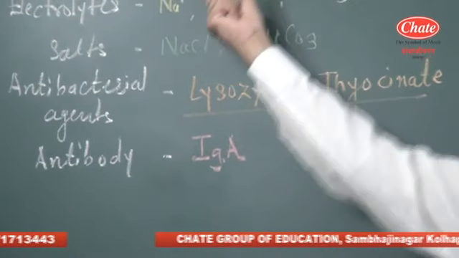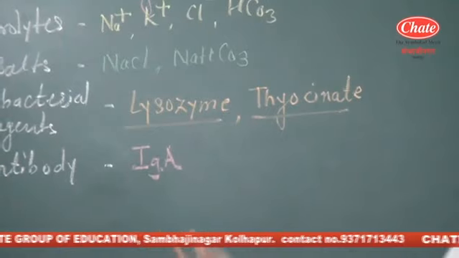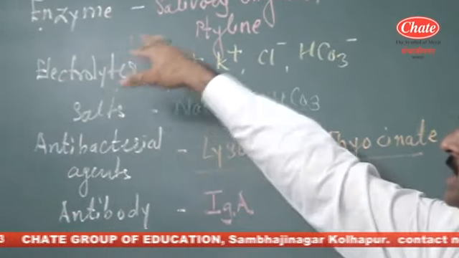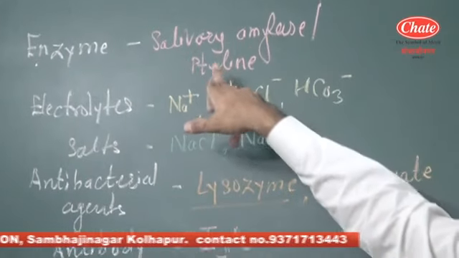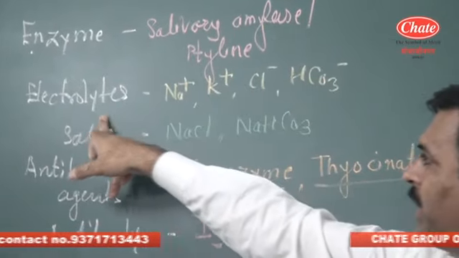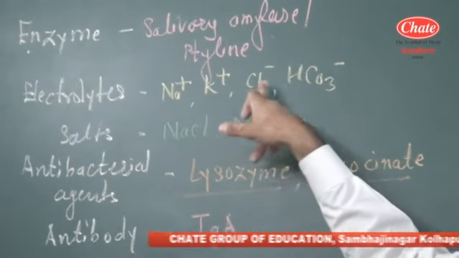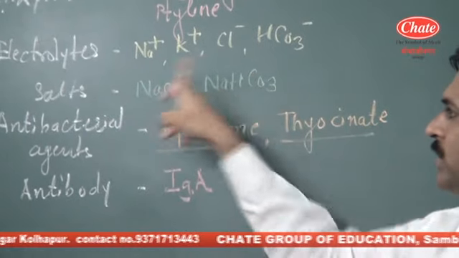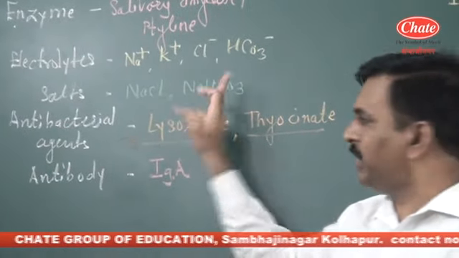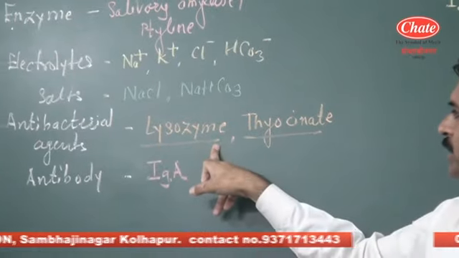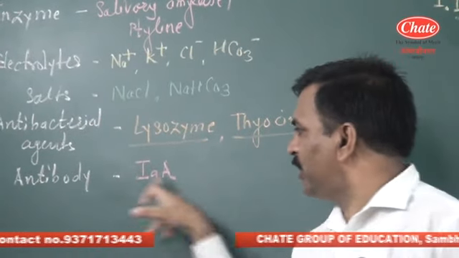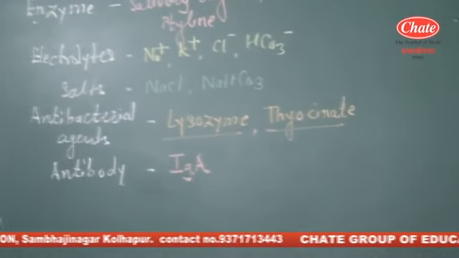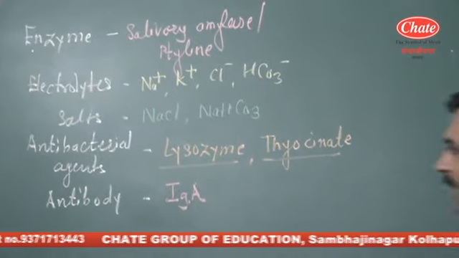This is the most important point from the exam point of view: the different components present in the saliva. The enzyme present in saliva is salivary amylase or ptyalin. Electrolytes present are sodium, potassium, chlorine and bicarbonate ions. Salts are NaCl and NaHCO3, sodium chloride and sodium bicarbonate. Antibacterial agents like lysozyme, thiocyanate, and antibody, that is IgA type of antibody, are present in the saliva. So this is the composition of saliva.